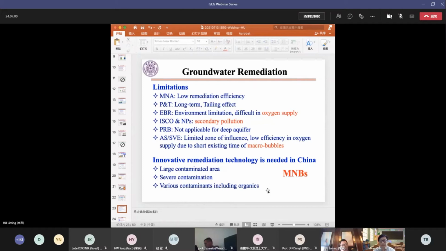So in China, we are facing the problem that we have a large contaminated area, and the contamination is very severe, and most of the sites include organics. So we try to develop a new kind of remediation technology to be used at Chinese contaminated sites. This technology is micro nanobubble enhanced groundwater remediation.